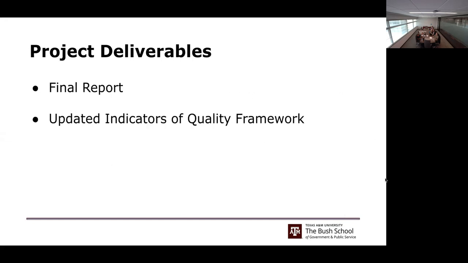These are our project deliverables. We are giving NACC a final report which details our process, our methodology, our limitations, and the recommendations. We are also providing NACC with an updated indicators of quality framework that operationalizes the existing indicators of quality and provides a tool for measurement for member programs.